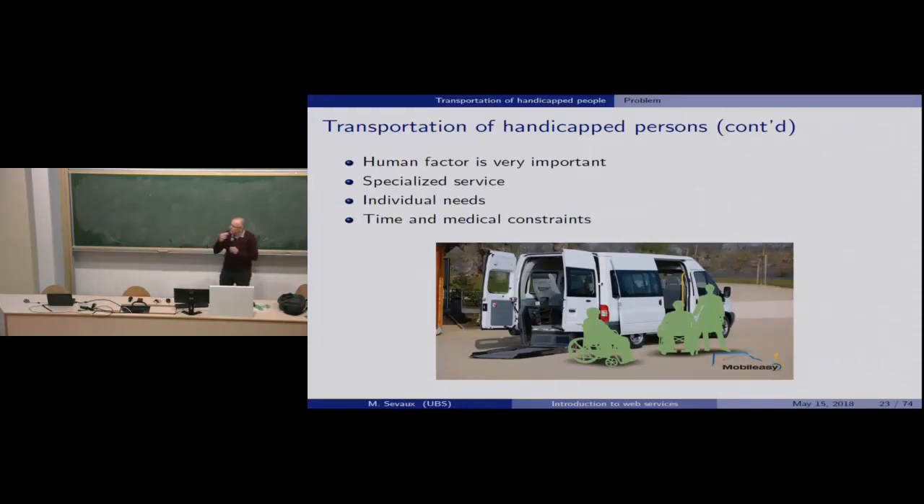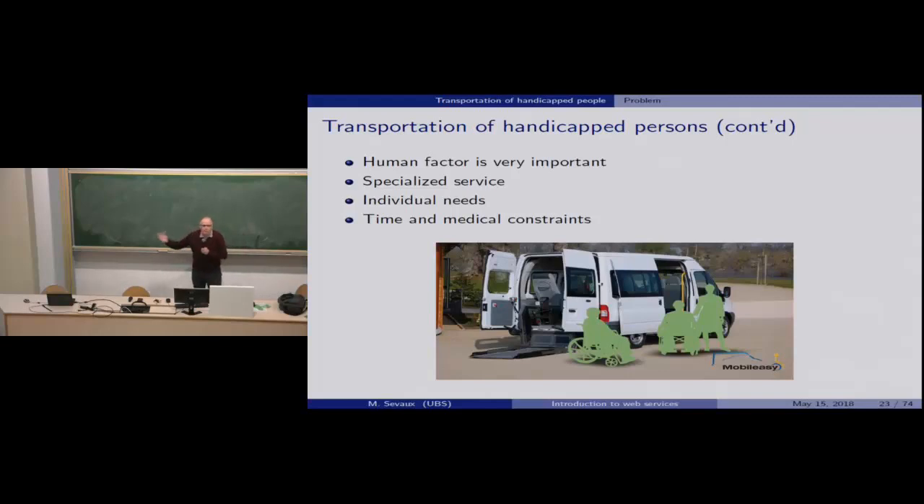Of course, in the transportation of handicapped persons, the human factor is very important. You have this type of minivan. You can put 2 or 3 wheelchairs. You can put 4 wheelchairs. You can put 2 wheelchairs plus 2 patients who can walk by themselves. And sometimes you cannot put 2 types of patients together. For example, with patients suffering from schizophrenia, 2 of them cannot be in the same minivan, because otherwise they hit each other, so it creates conflict.